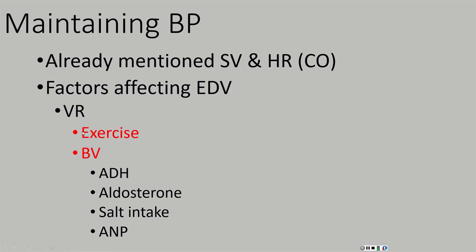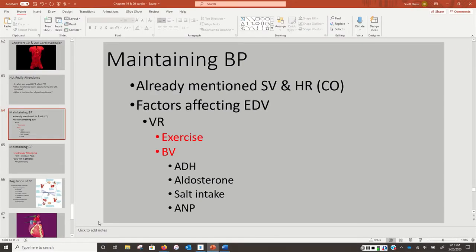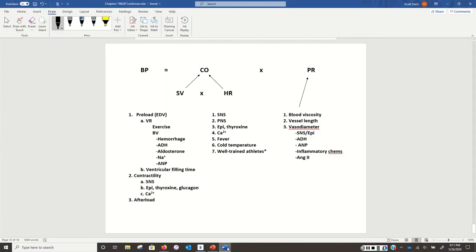So an increase in exercise increases venous return, which increases EDV, which increases stroke volume, which increases cardiac output, which increases blood pressure. So let's pull up our chart again, and I'll show you how we can write that out. Heart rate, that's its own thing. Stroke volume right now is what we'll focus on. Yes, when you exercise, your heart rate goes up, but that is for a completely different reason. We'll talk about that later on.